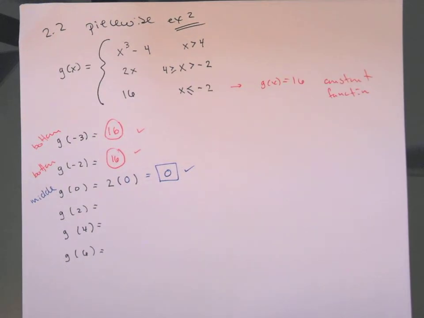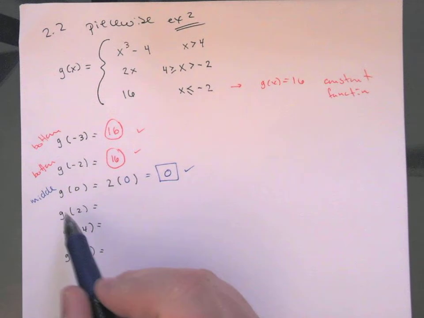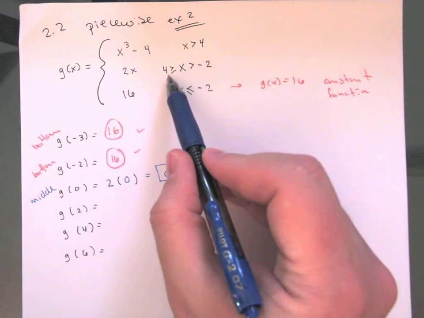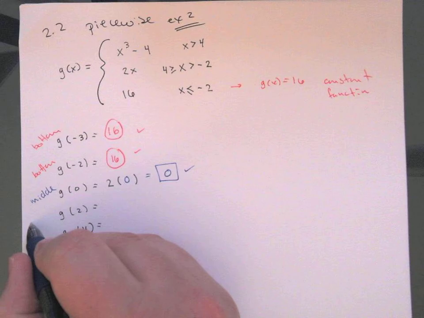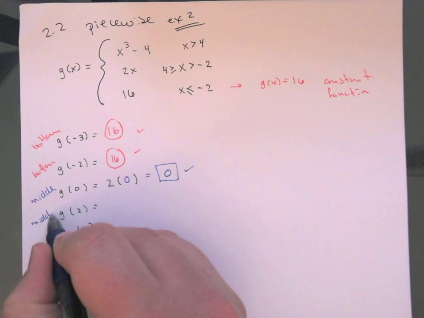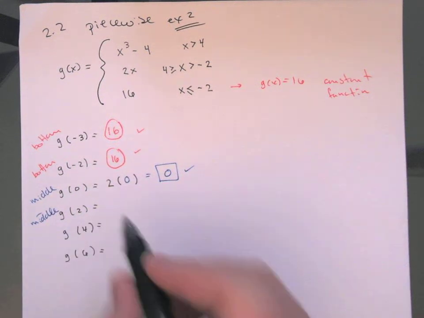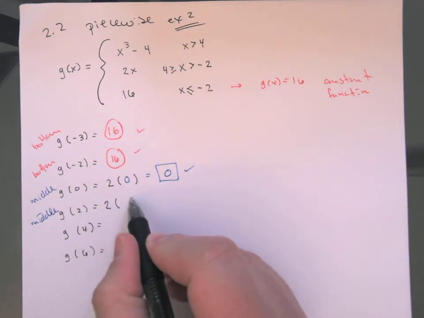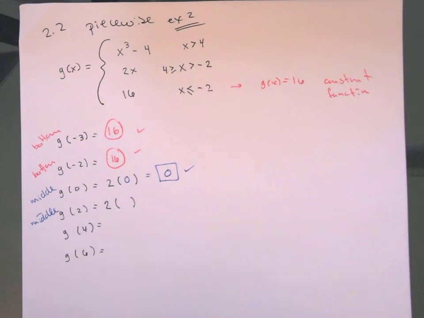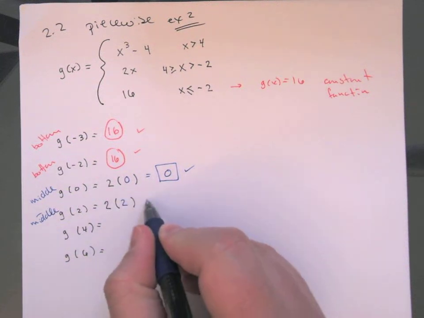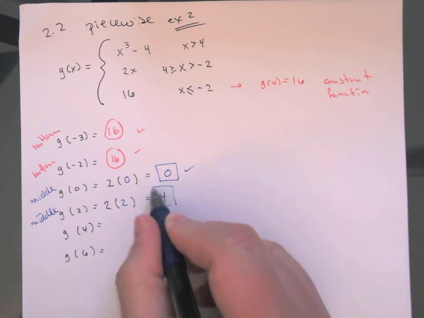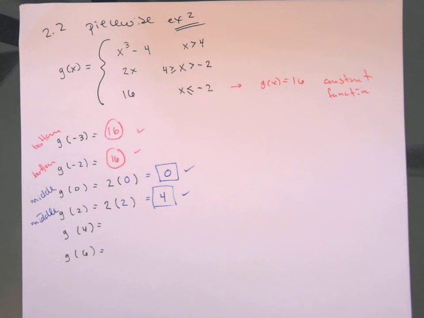Positive 2, right? Obviously, again, between 4 and negative 2. We don't have to worry about any of these endpoints, strictly greater than or less than. We're just nicely tucked into the middle, so we just crunch it. So this is 2 times our x, which is 2, so 2 times 2. The output here, the result, is positive 4.